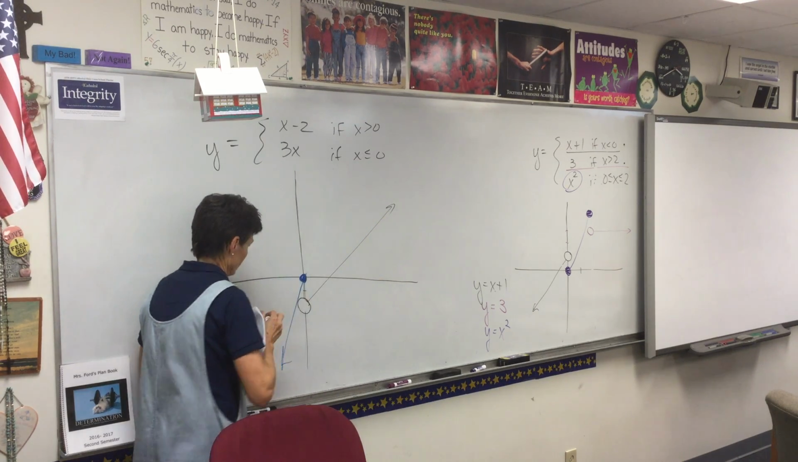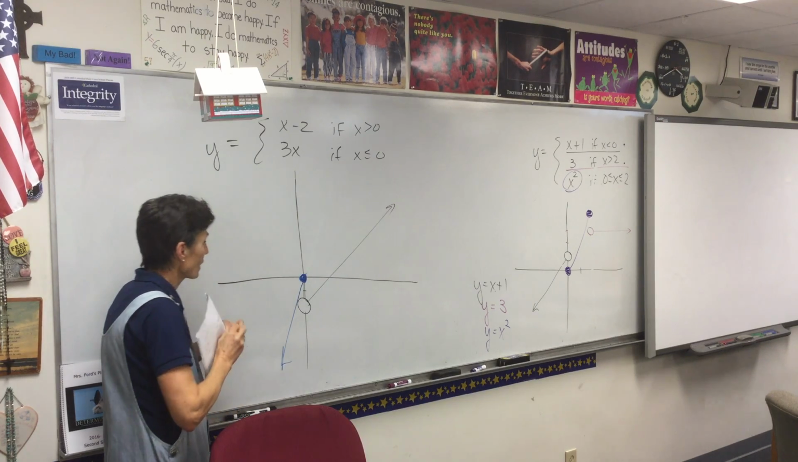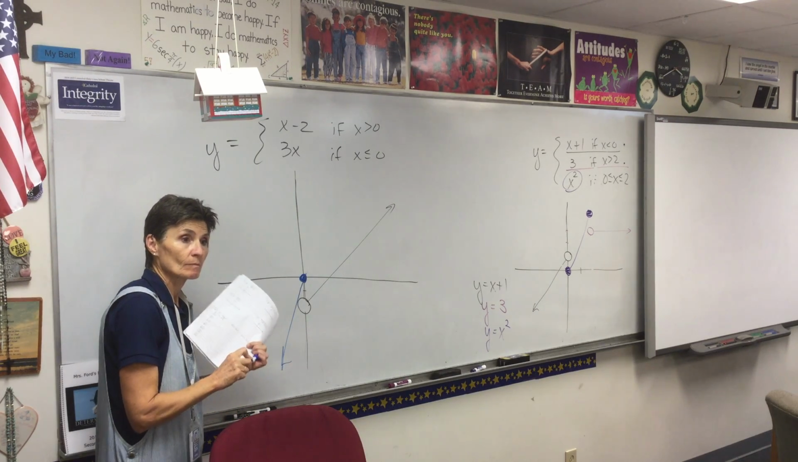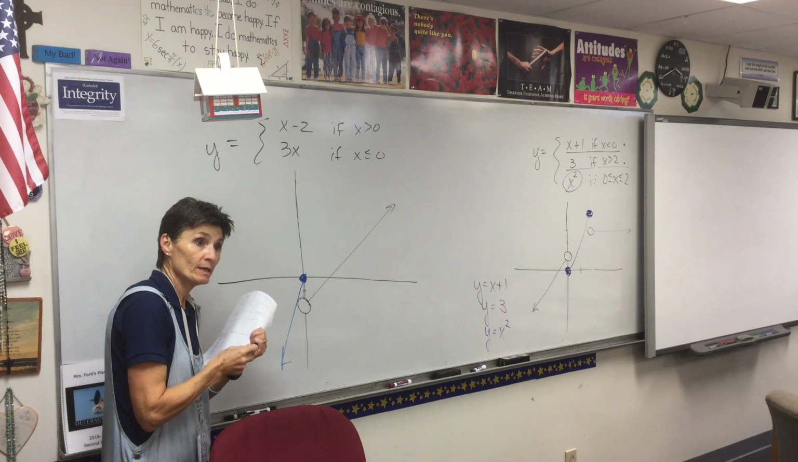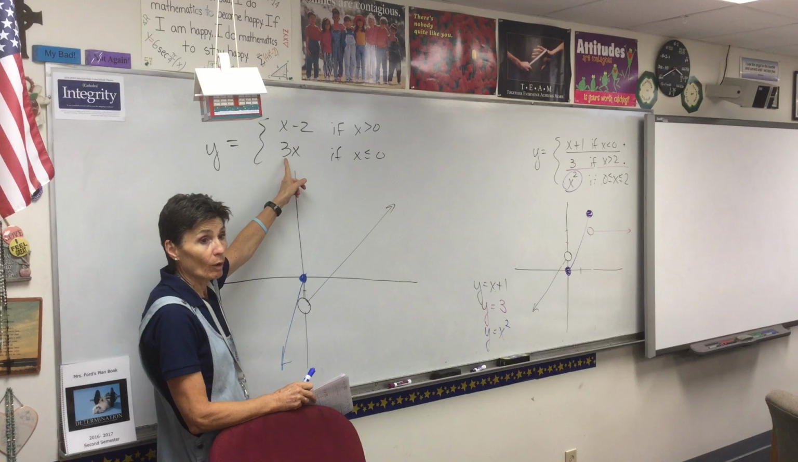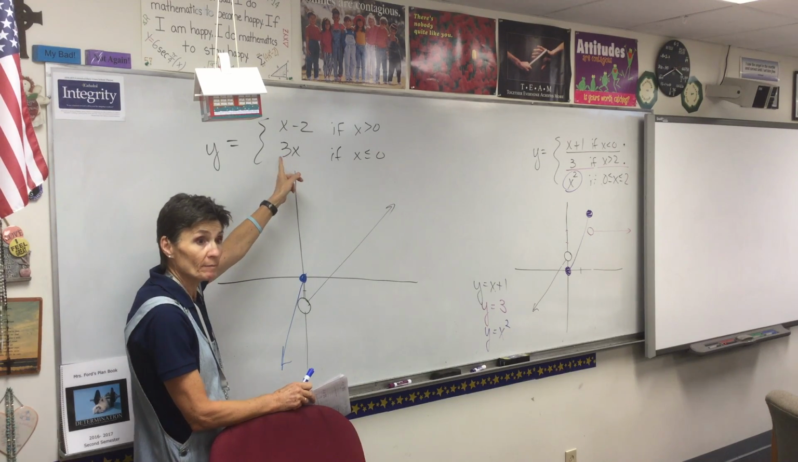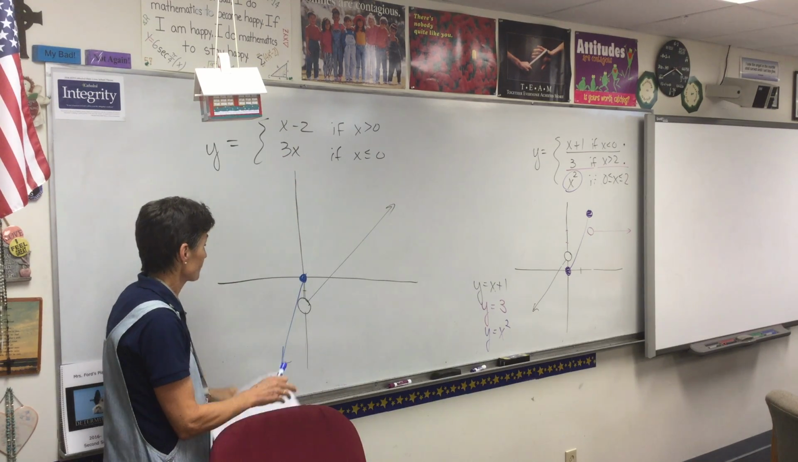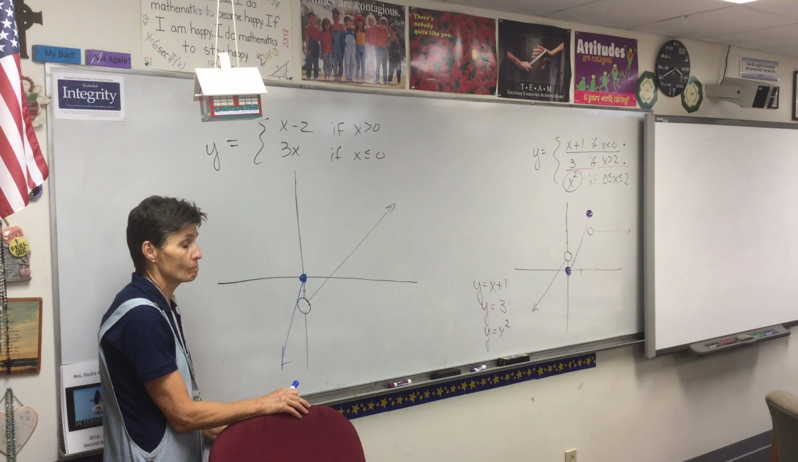How do we do the 3x? I plotted points. I said if I put in a 1, I get 3. You can also think of it as y-intercept is 0, go up 3 over 1, up 3 over 1, as a slope of 3.